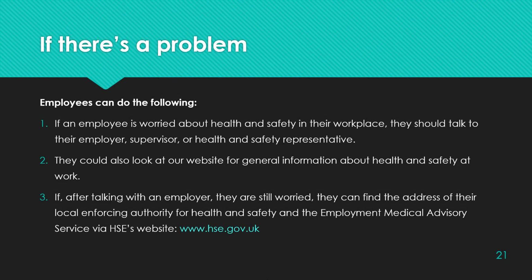If there's a problem, employees can do the following. If an employee is worried about health and safety in their workplace, they should talk to their employer, supervisor, or health and safety representative. They could also look at our website for general information about health and safety at work. If, after talking with an employer, they are still worried, they can find the address of their local enforcing authority for health and safety and the Employment Medical Advisory Service via HSE's website.